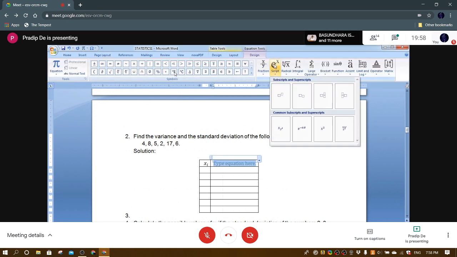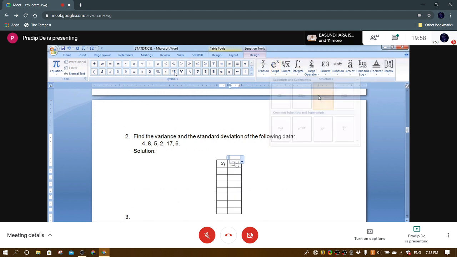The variance is 70/3 and standard deviation is root 70/3. This is question number 3. 14.5. I'll just check it. Both correct, 70/3 and root over 70/3. Yes, sir. Then just call out the values.